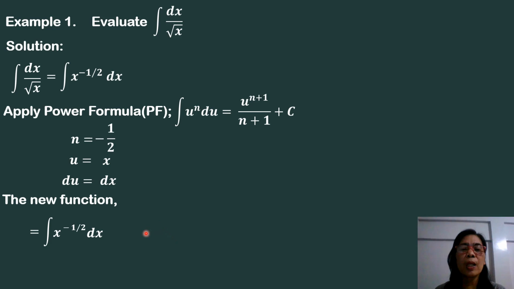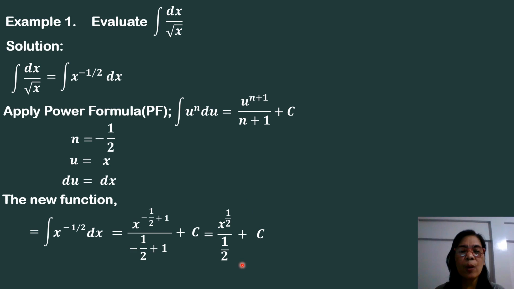And so we can now proceed to the next step, which is to apply the right side of the power formula. So recite now the right side of the power formula. In the next step, that will now be equal to u, which is x, raised to n plus 1. So you have negative 1/2 plus 1 all over n, which is negative 1/2 plus 1, plus the arbitrary constant c. So we are now done integrating. We just need to simplify this function. We now have x raised to 1/2 all over 1/2 plus c, or we can write this as 2 square root of x plus c.